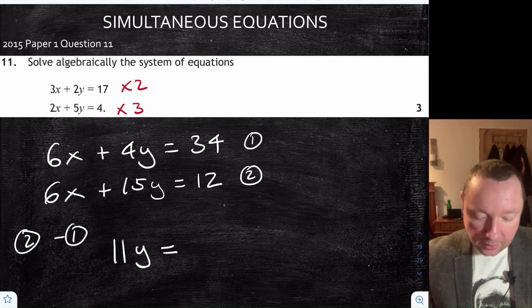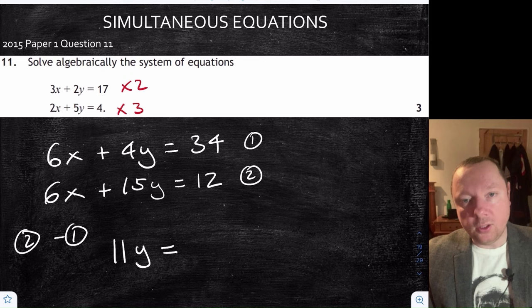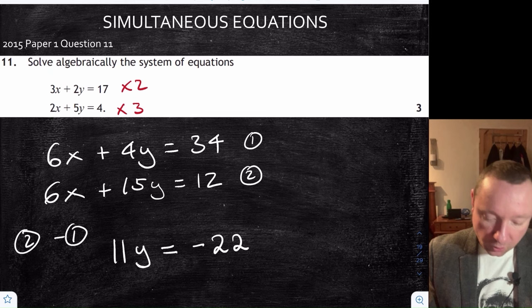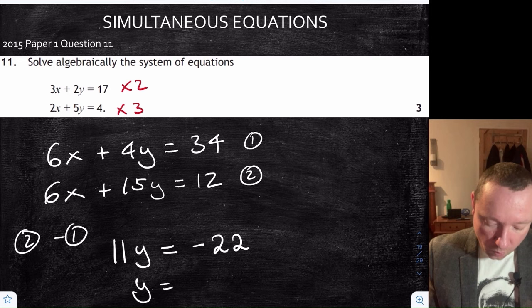And 12 take away 34, being very careful here. 12, 22, 32 is minus 22. Not positive 22, because remember we're doing 2 take away 1. So then dividing through by 11, y is minus 2 for our first solution. But we now need to find our second solution.